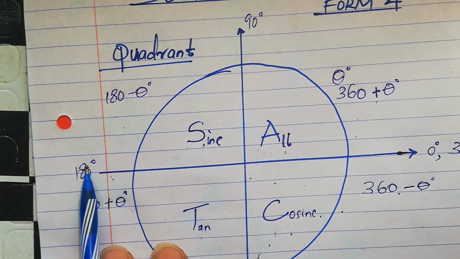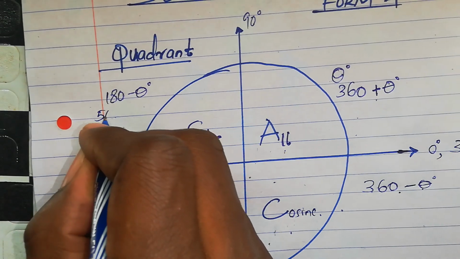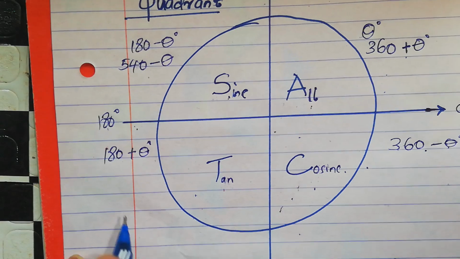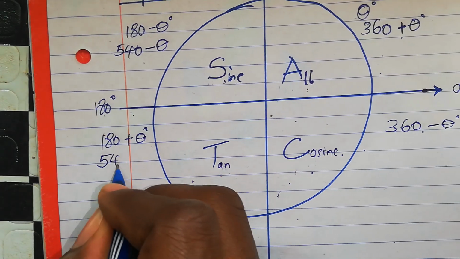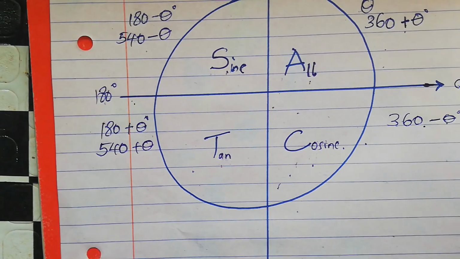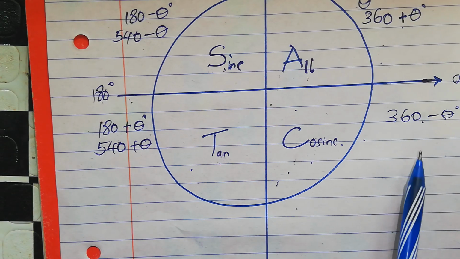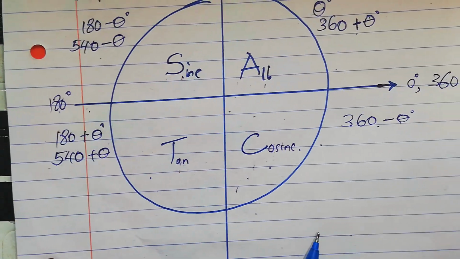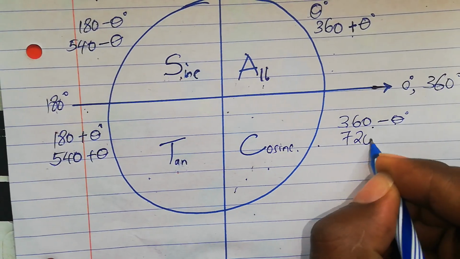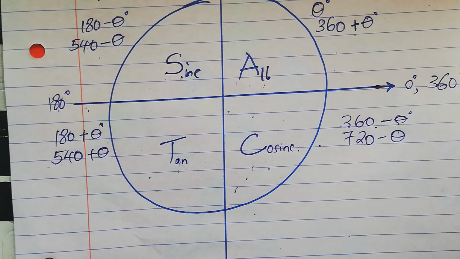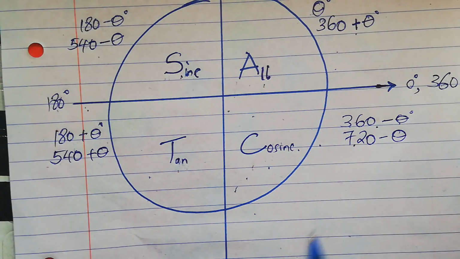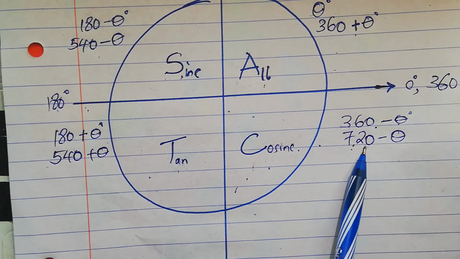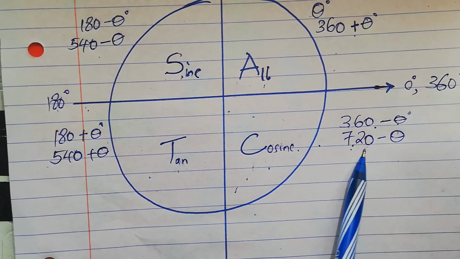That means this 90 and another 90, so we shall have 540. You can see that minus theta is followed by 540 plus theta. Then from this point all the way to this last end here, you add 180 to 540, you will get 720 minus theta. That means you have gone through the quadrant circle twice to make it 720. That is 360 times 2, 720 minus theta.